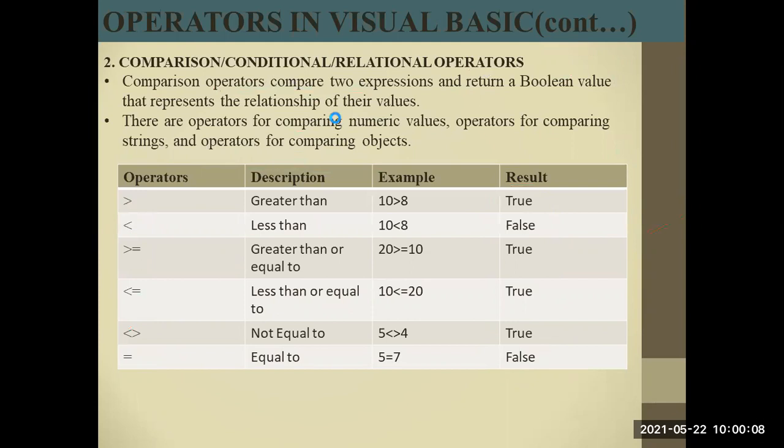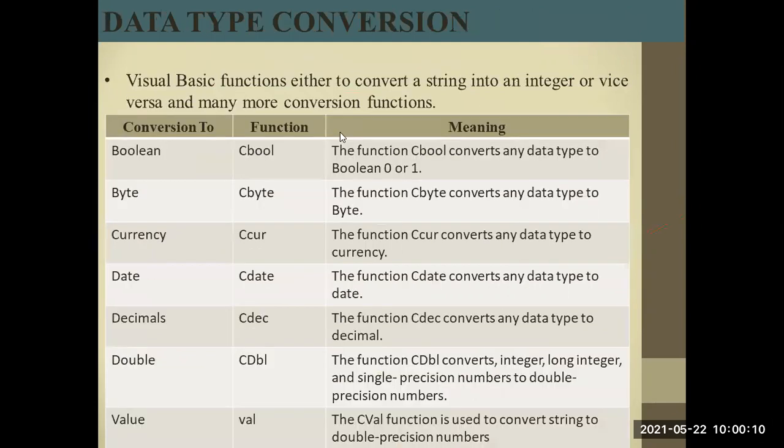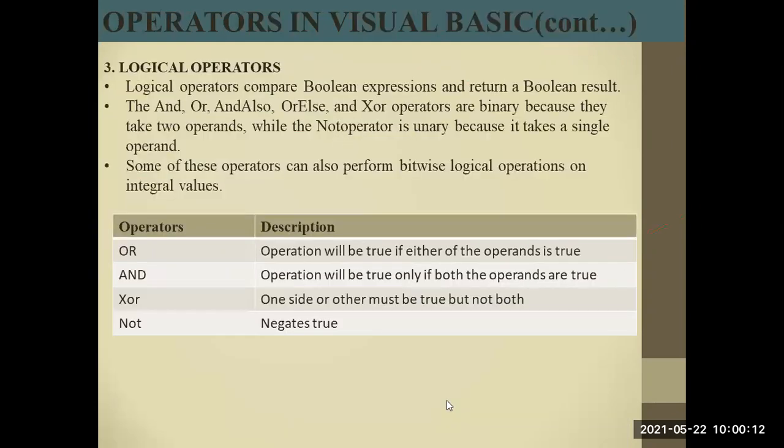Okay, so let's move on. Third type of operator, which is called logical operator. Now, as we know, logical operators compare Boolean expressions. Basically, they are used to compare Boolean expressions and return a Boolean result.